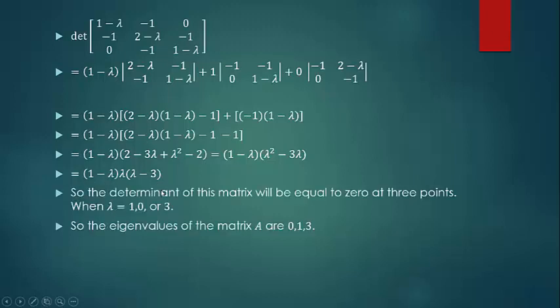And I think it's pretty easy to see when that is true. The determinant of this matrix will be equal to 0 at 3 points: when lambda is equal to 1, when lambda is equal to 0, and when lambda is equal to 3. So this means that the eigenvalues of the matrix A are 0, 1, and 3.